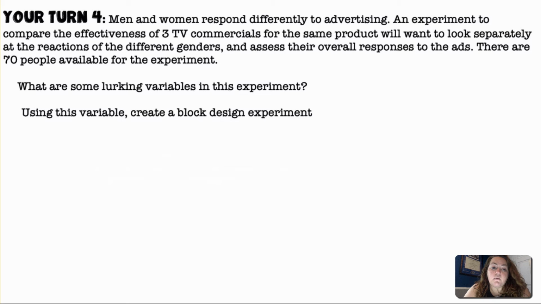There are 70 people available for the experiment. What are some lurking variables in this experiment? All right, so gender was our lurking variable that we were going to take into account, and because of that, we're going to block by that. So using this variable, create a block design experiment.